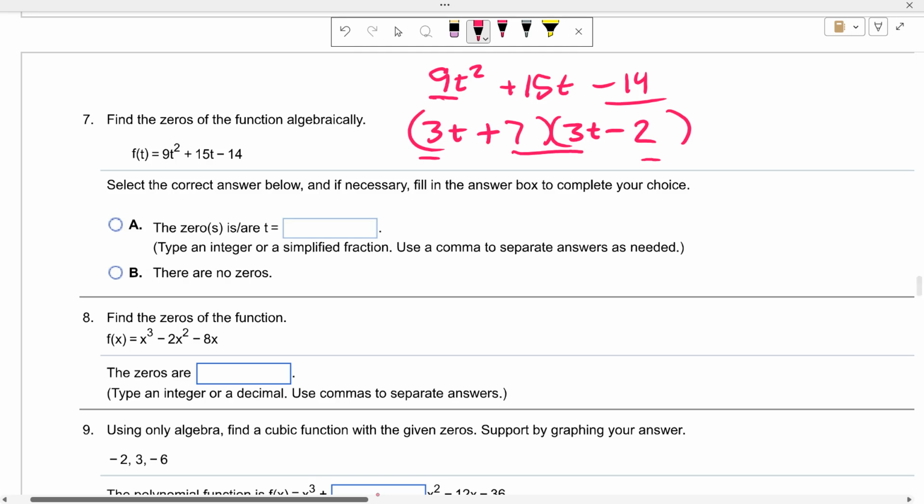So this is how it factors. 9t squared, outers is a -6t, inners is 21t, last times last is negative 14.